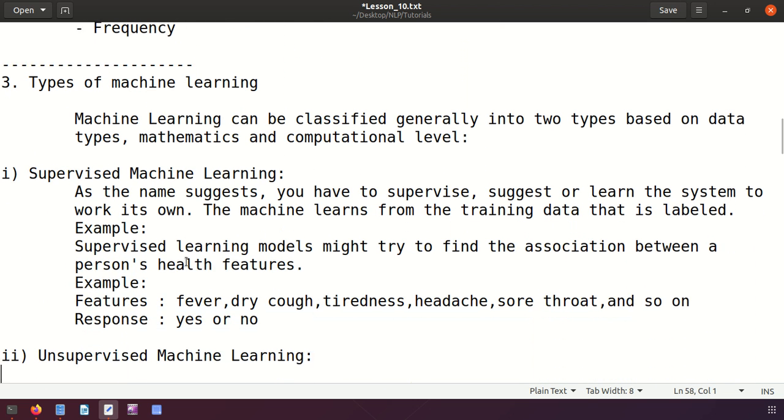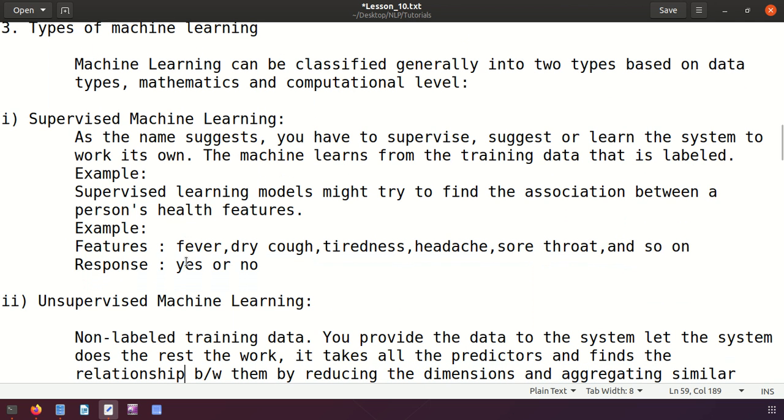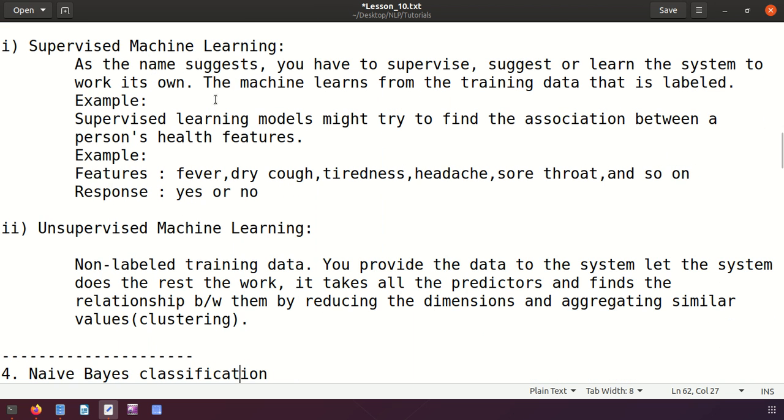Now let's see different types of machine learning. In general, we have two types of machine learning, friends, and they are classified based on data types and computation level, like mathematics, computation, and data types. The first type is called supervised machine learning.